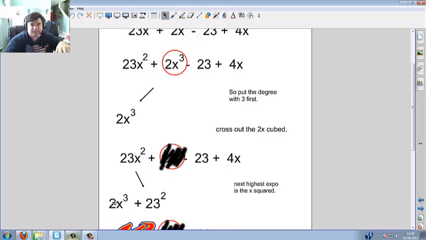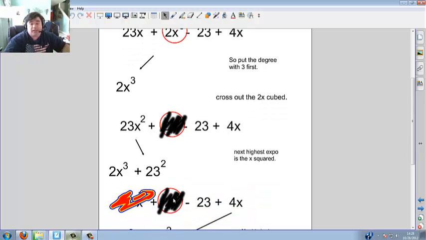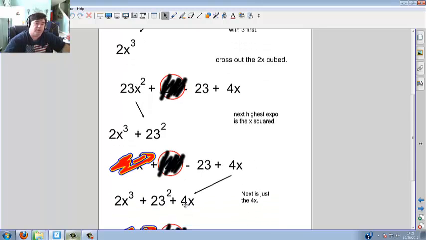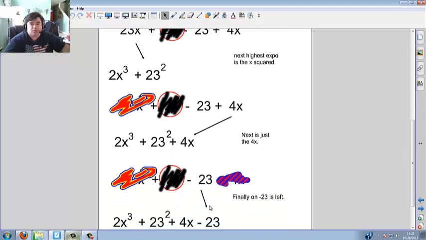And then I'll take the next biggest, which is going to be 23x squared, because x squared is a bigger exponent than no exponent, or just 1. So I'll put this here, and I'll scratch that out. Now it's better to have an exponent than no exponent, so I'll put a plus 4x right there, scratch that out, and put minus 23.